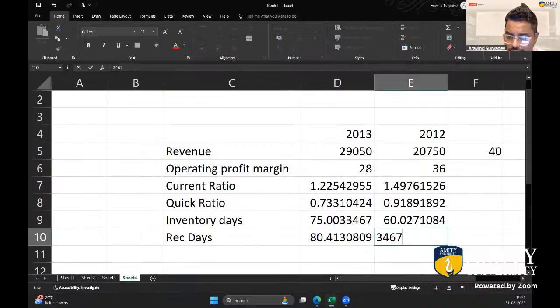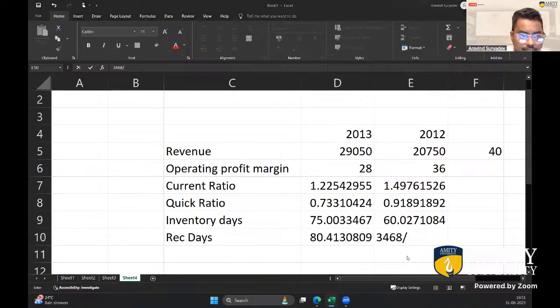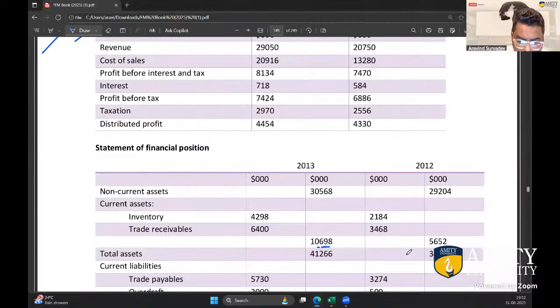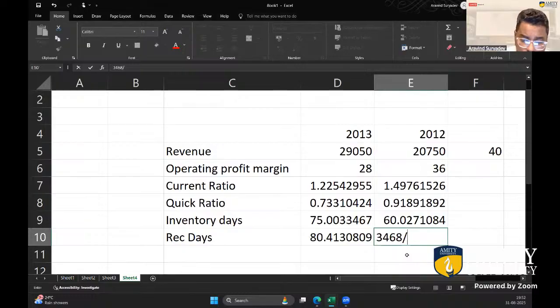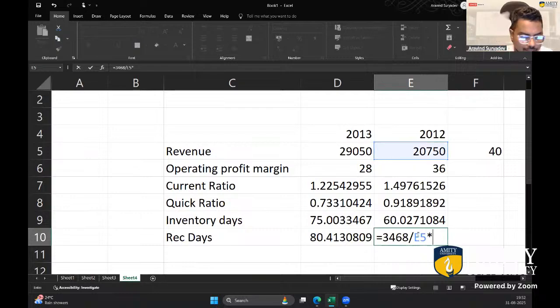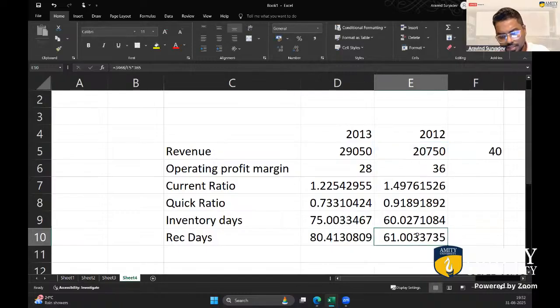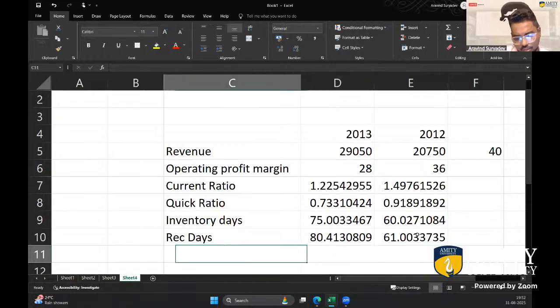I hope you guys can see my screen. 3,468 divided by, what was the revenue? 20,750. Oh, revenue is here also. 20,750 multiplied by 365. Sorry, not 265, guys, 365. You can see that the receivable days have sharply increased, almost by one third, a 33.3% increase in receivable days. That's not a good sign.